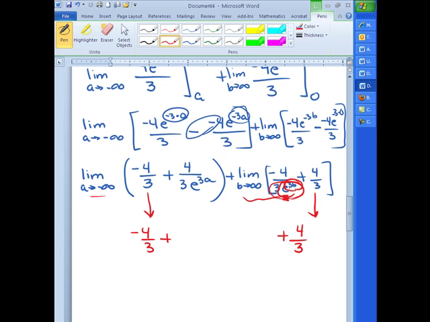The negative 4 on top isn't changing. And negative 4 divided by a bigger and bigger and bigger number is going to go to 0. This is the same as negative 4 times 1 over, or we can even pull the 3 out. We could write it like that. And 1 over anything to a power, the limit of that is 0. Alright, but let's talk about this other one.